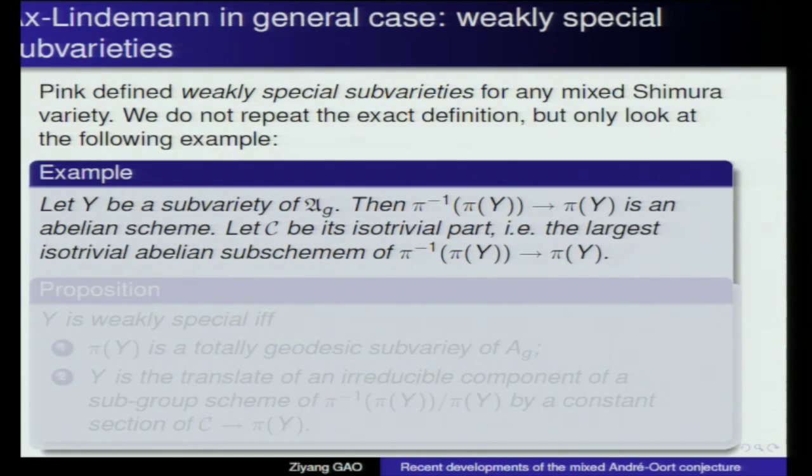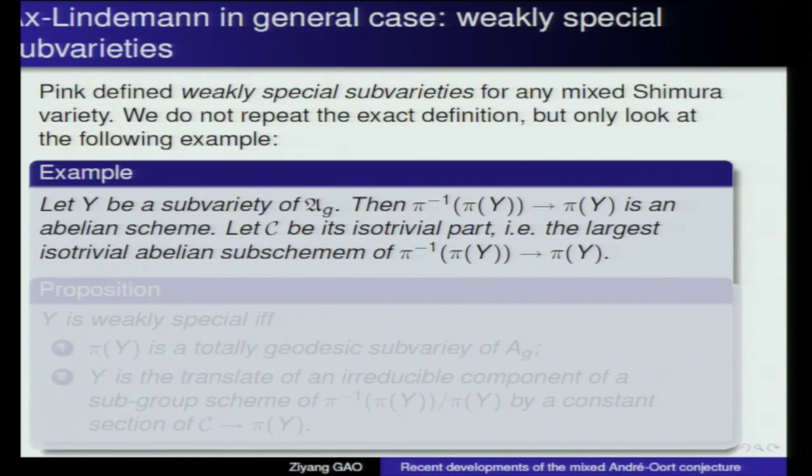The theorem, I will stress it here. So first of all, I want to say that Pink defined a class of subvarieties which are called weakly special for any mixed Shimura variety. I don't want to repeat the exact definition here, but we can see in the example of the universal abelian variety what they are. They have also a modular interpretation in this case.